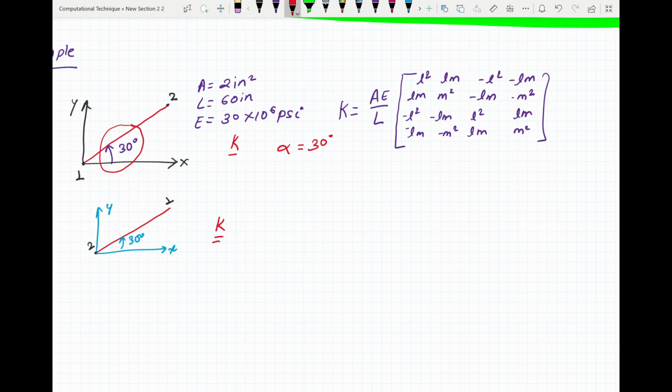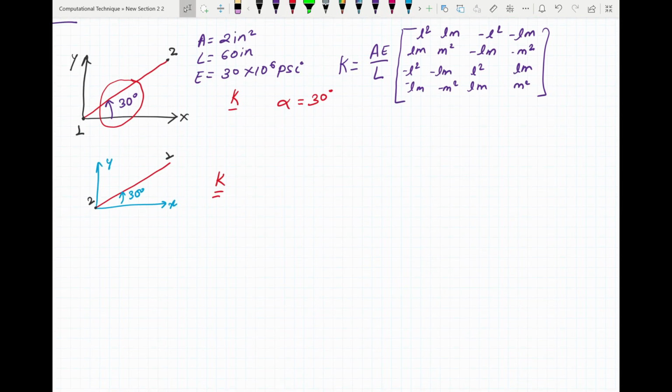Now let's look at our case 2. Here you will see that this is our node 1, this is our node 2. Then you have to shift your axis to node 1, because we always look from node 1 to node 2, and then you have to get your anti-clockwise angle. Your angle is always taken as anti-clockwise from the x-axis, so this will be your angle, not this one.